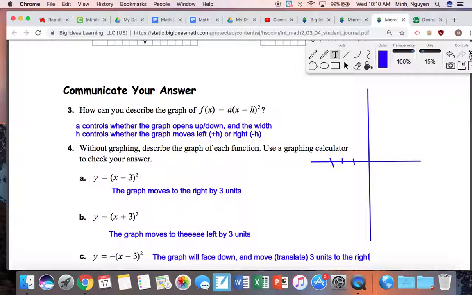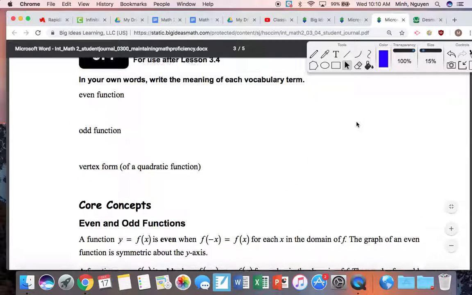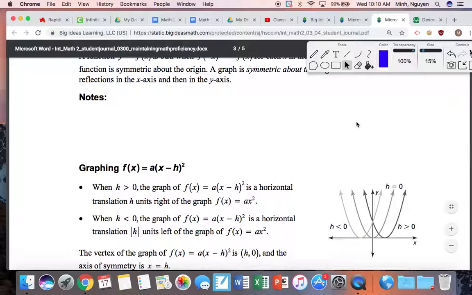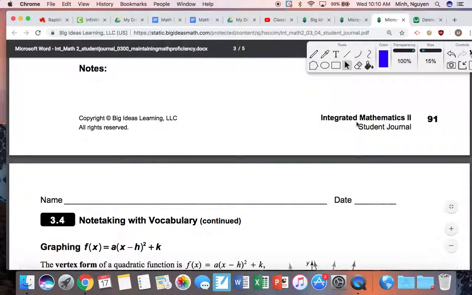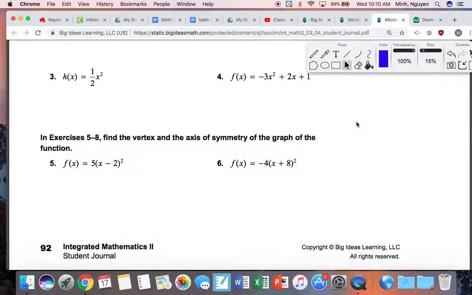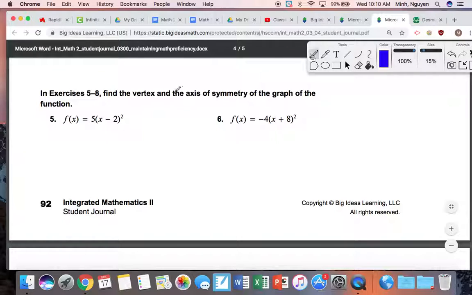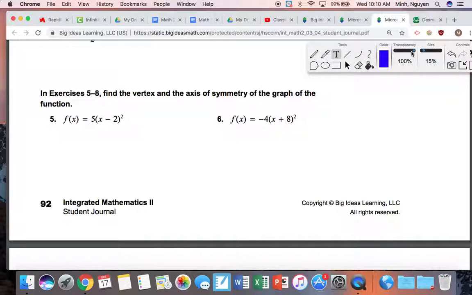Okie doke. So that's the lesson. We're gonna skip this because I will make another video for this. I'm breaking this lesson up into chunks. So we're gonna skip 1 through 4 as well. But here it says find the vertex and axis of symmetry. So we are gonna do 5 and 6.